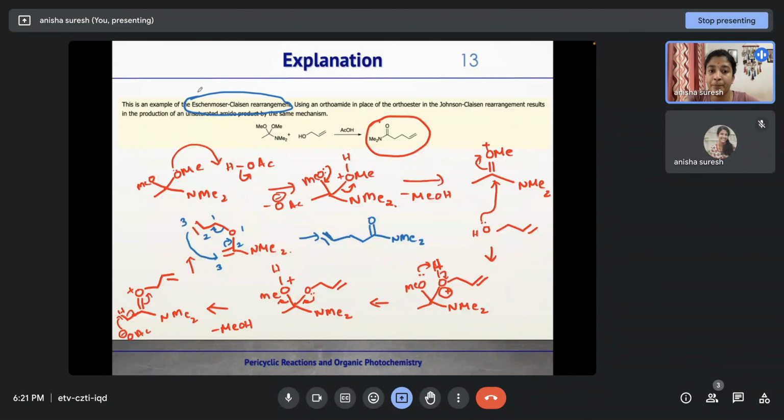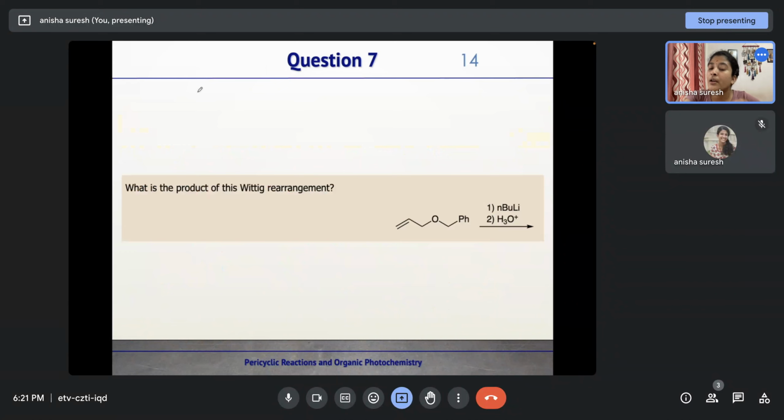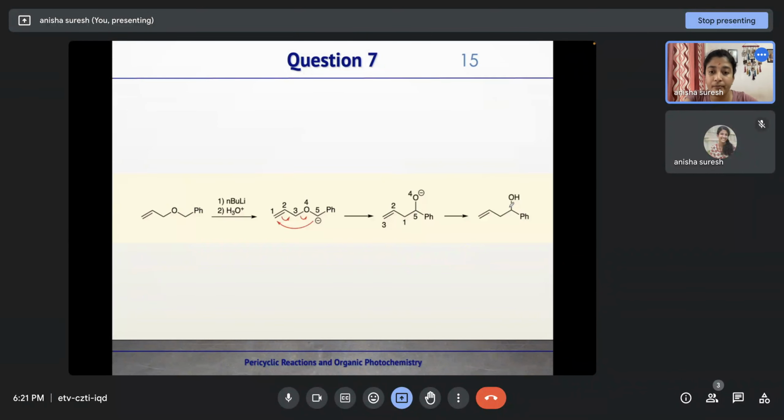Now coming to the next question. What is the product of this Wittig rearrangement? So in this week, we have seen Wittig rearrangement. So what is the product that we will be getting? This is the starting material. The starting material is treated with butyl lithium and then quenched with proton source. So what will be the mechanism and what will be the product that we will be getting?